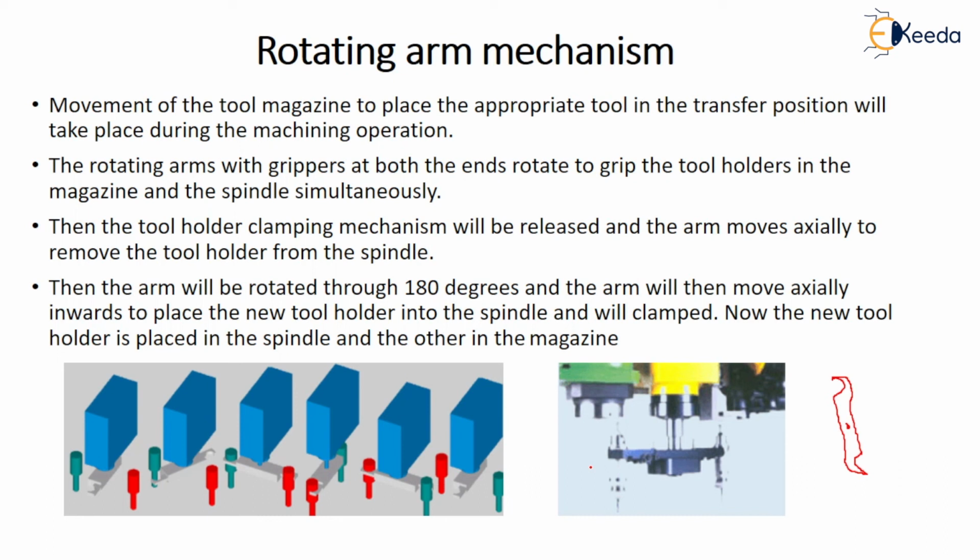It is also mentioned here. Then the arm will be rotated through 180 degrees and moved axially inward to place the new tool holder into the spindle, and that will be clamped. Now the new tool holder is placed in the spindle and the other in the magazine. That is also shown in this figure. If you observe, this arm position takes both simultaneously like this and rotates by 180 degrees. One will go to the magazine and one will go to the actual manufacturing spindle.